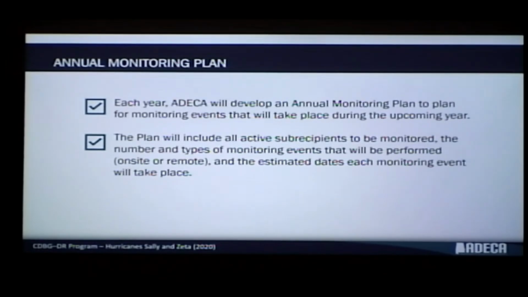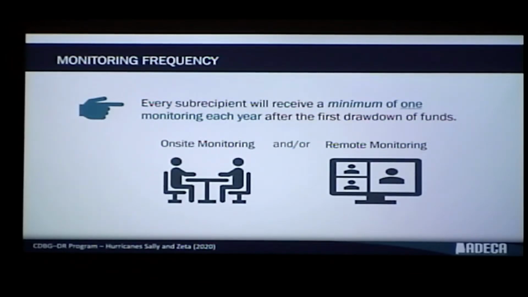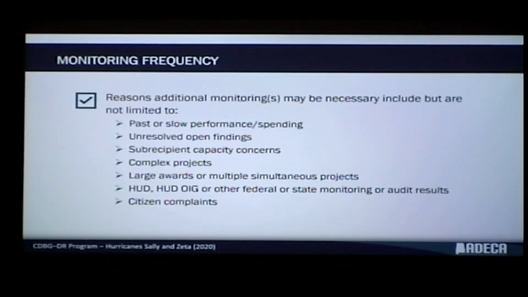So each year, ADECA will develop who's getting monitored, whether it's on-site or remote, and what they're going to take a look at, which is basically what that second bullet says right there. Okay, so how often will you be monitored? Every subrecipient will receive at least 1 monitoring a year after you begin to spend money. And it could be on-site or remote. So once a year is what you should plan for.